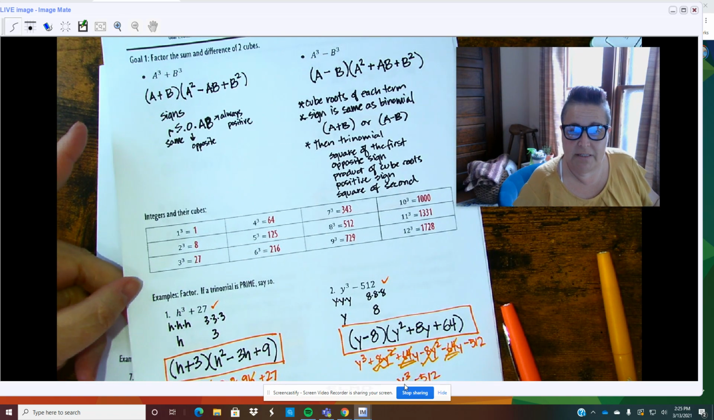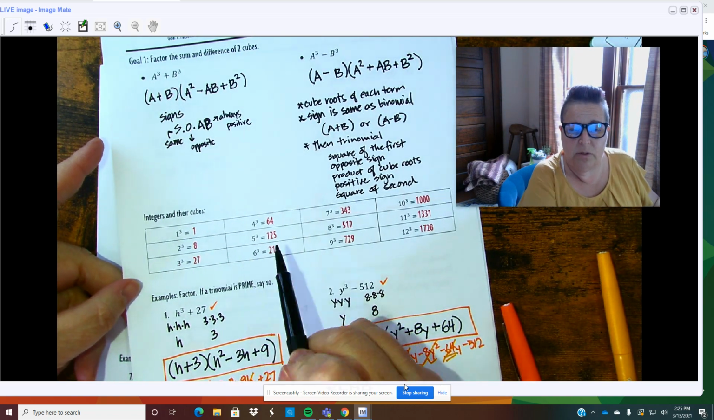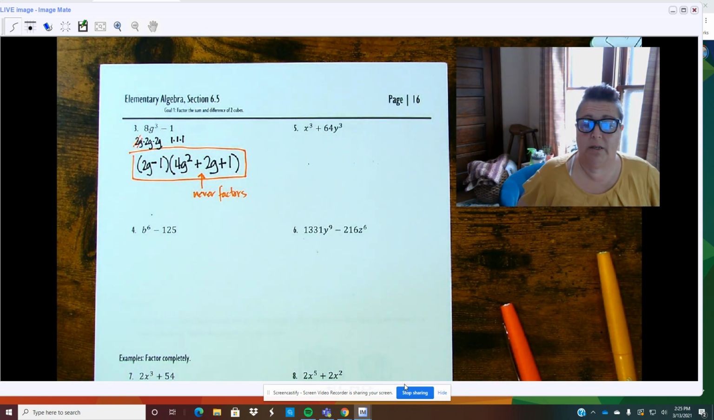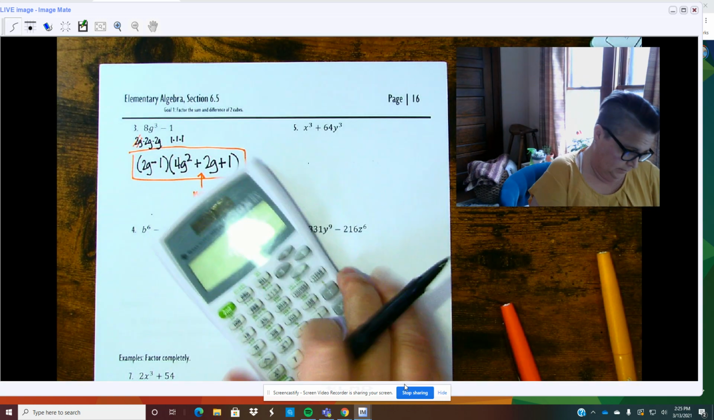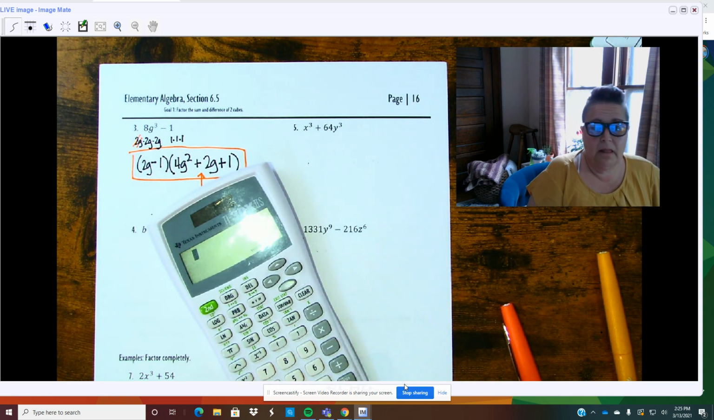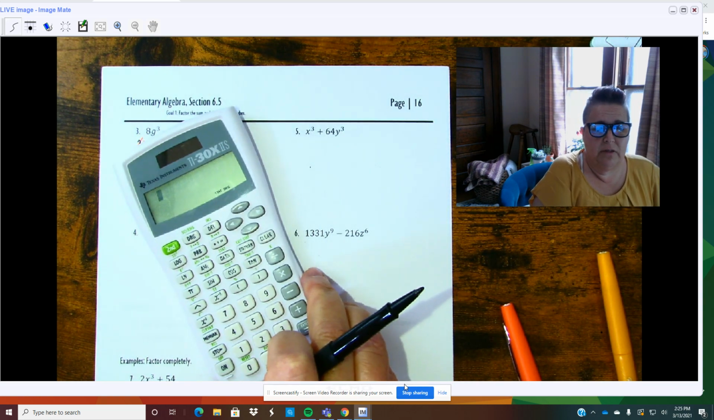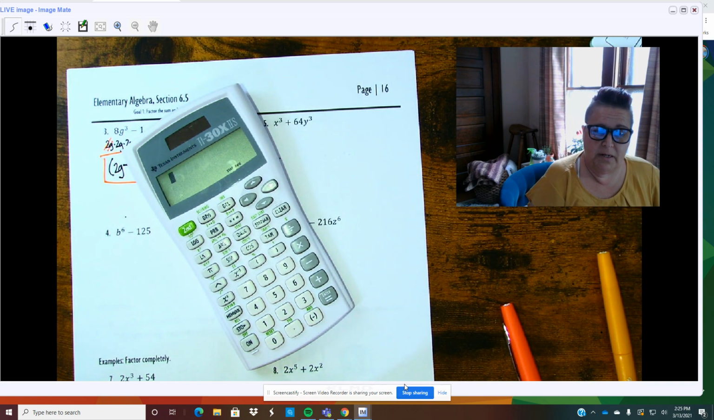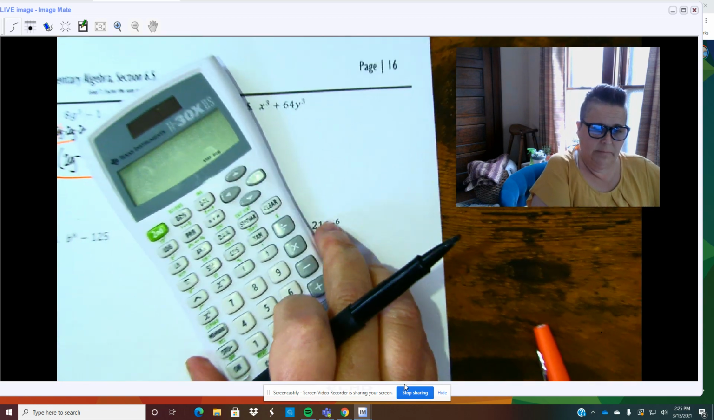you can reference this list. See, 5 cubed, 125, right? Or you can use your cube root button on your calculator. If you do not have a regular calculator like this, I don't know if this will help you, but I'm going to put it in there anyway. The cube root button, hold on, I'm going to zoom in.